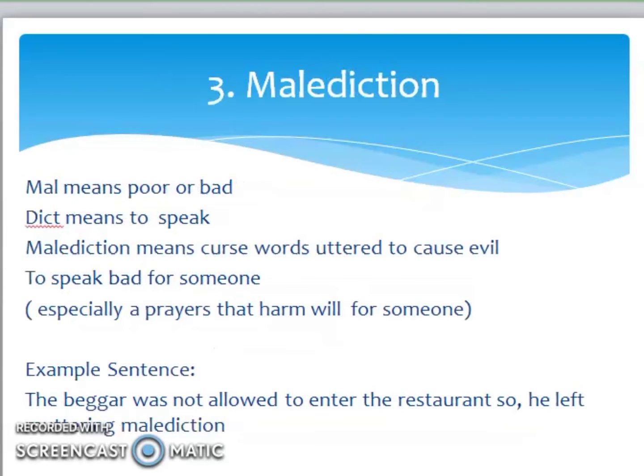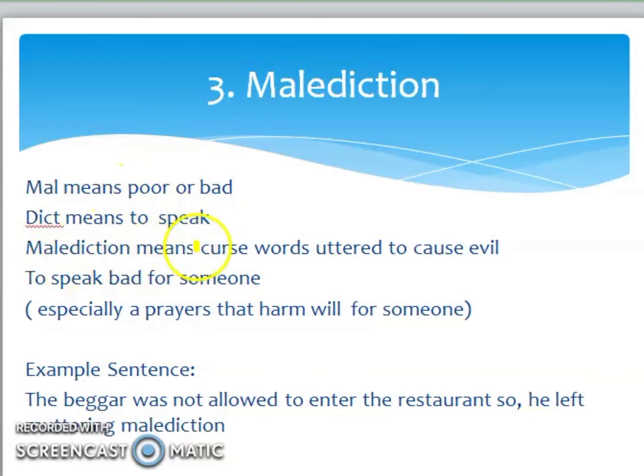Moving to the next, malediction. What is malediction? Let's break it down. Mal means poor or bad, and dict means to speak. This is a root we have already discussed in our previous lessons. If you have missed it, you should go and check the series of lectures. Dict means to speak. So mal, bad, poor, and dict means to speak.